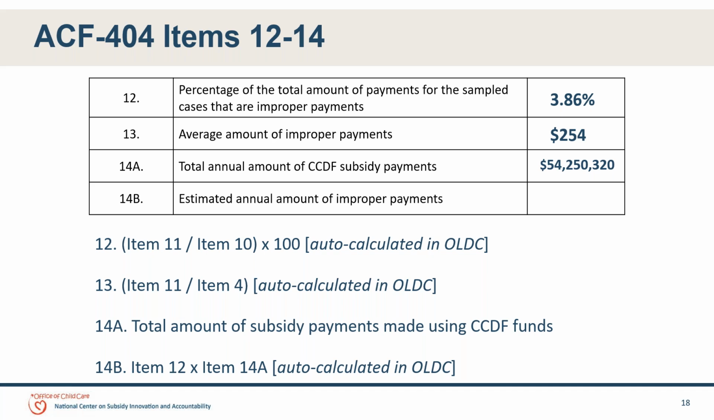And then 14B is the estimated annual amount of improper payments. So for this figure, we take the error rate that we determined in item 12 and multiply it by the figure that was just entered in 14A. And this is another one where the math is done for you in the OLDC. And we end up with $2,094,062.